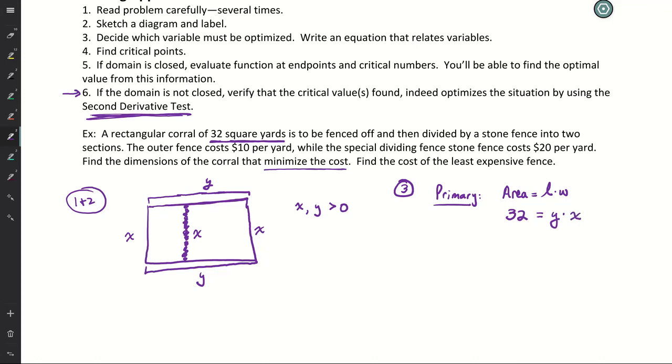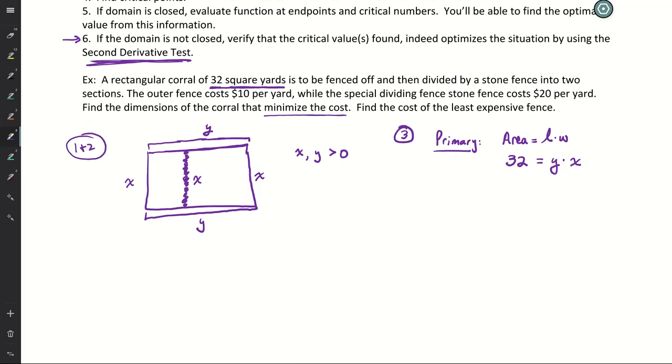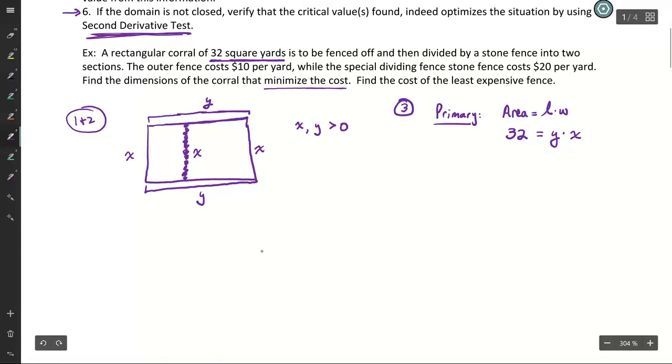Now, what we do with this particular equation eventually is we use it to write one variable in terms of the other. We generally solve this equation for y. Not always, but that's generally what we do. Okay, I'm going to leave a little bit of space here, and then I'm going to go on to what we call the secondary equation.